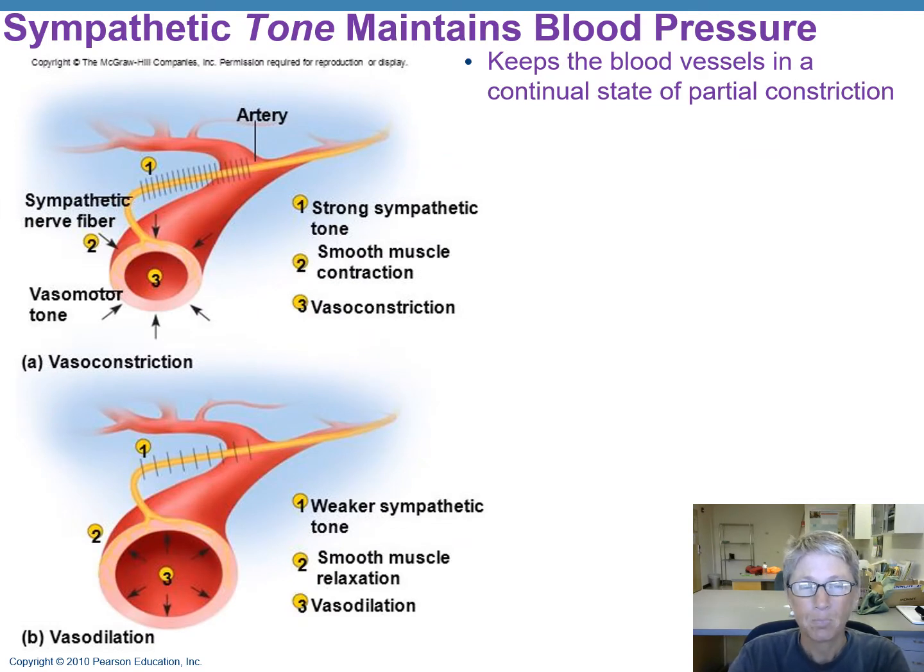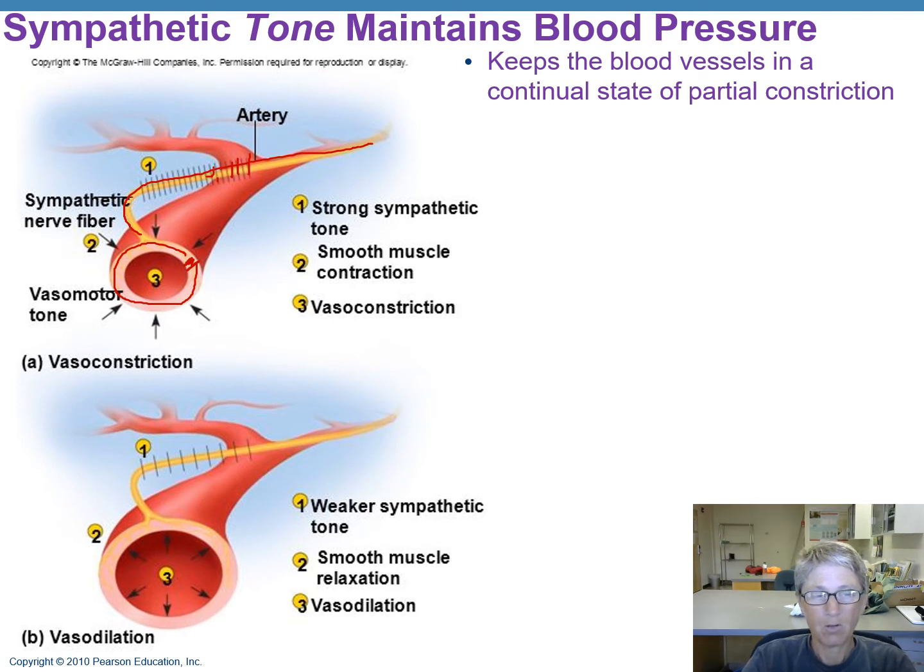We showed this slide in the last video: sympathetic tone allows you to maintain your blood pressure. In this cartoon, here's an artery that's cut. The walls of the artery are made of smooth muscle cells. This is the sympathetic nerve fiber, or axon, coming down, innervating the blood vessel. These hash marks represent the frequency of action potentials. With sympathetic tone, you have this high frequency of action potentials telling these smooth muscle cells to contract. That allows for constriction, or vasoconstriction, of the blood vessel.